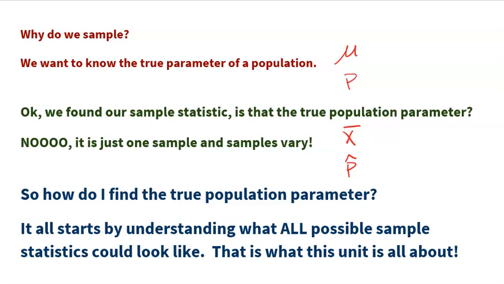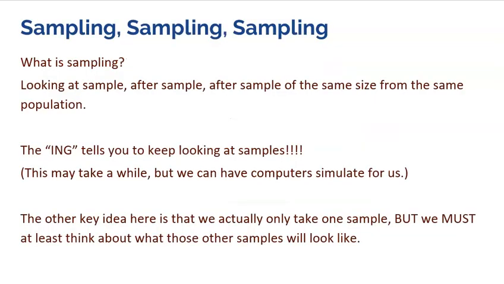So even though we're only going to actually look at one sample statistic, one sample mean, or one sample proportion, we need to first understand what all possible sample statistics could look like. So how the heck do you do that? Well, start sampling. So what is sampling? Well, looking at sample after sample after sample of the same size from the same population, right?